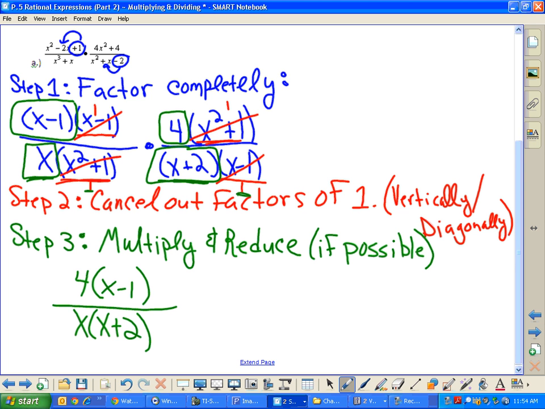And I can't reduce anything. I can't cancel the x's in the middle because they're touching pluses and minuses. Can't cancel terms. So that's done. That's our answer. It's our 3-step approach.